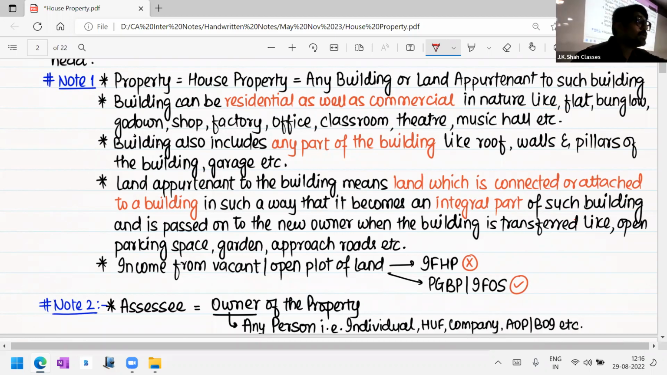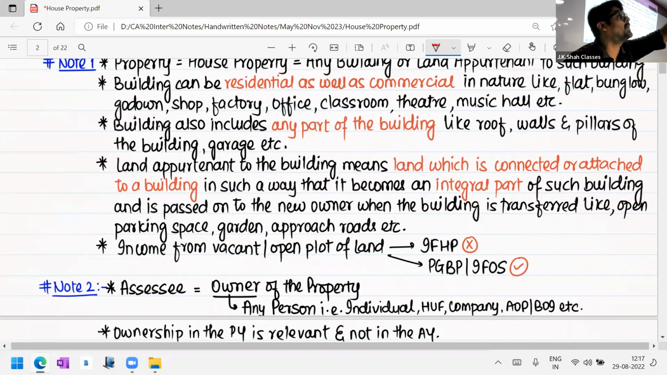So this is not land appurtenant to the building. This land has its own identity. Its identity is not that of the building. So if you ever let out this land and get rental income, it cannot be your income from house property. It will be treated as income from an open or vacant plot of land. Understood?